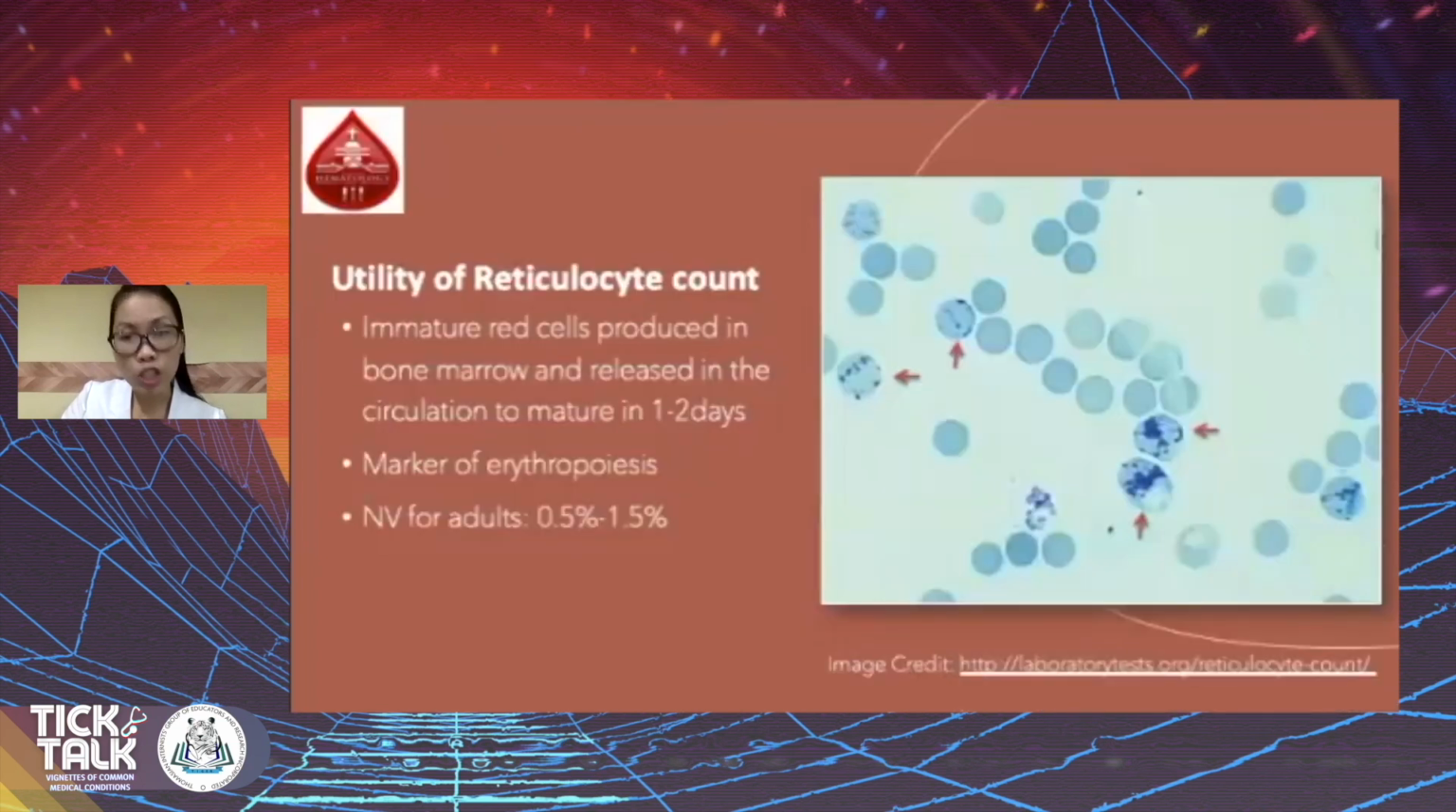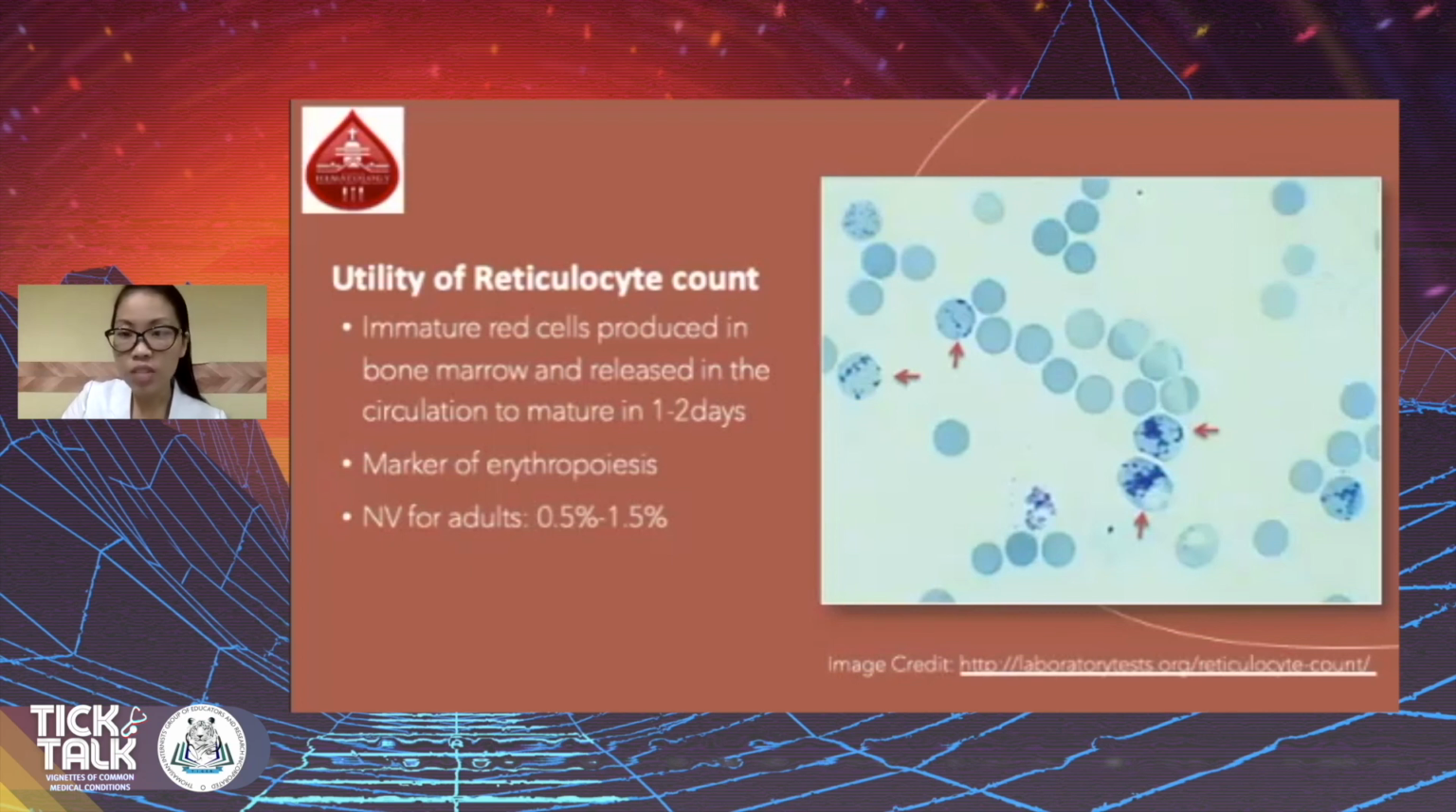In anemic patients, a single simple test that plays a pivotal role in determining the possible etiology of anemia is the reticulocyte count. Reticulocytes are immature red cells produced in the bone marrow and released in the circulation to mature in 1 to 2 days. An increase or decrease in the reticulocyte count can be a marker of erythropoiesis activity or failure with respect to the patient's degree of anemia. It can be appreciated under the microscope after supravital staining as red cells with intracellular inclusions representing remnants of RNA.